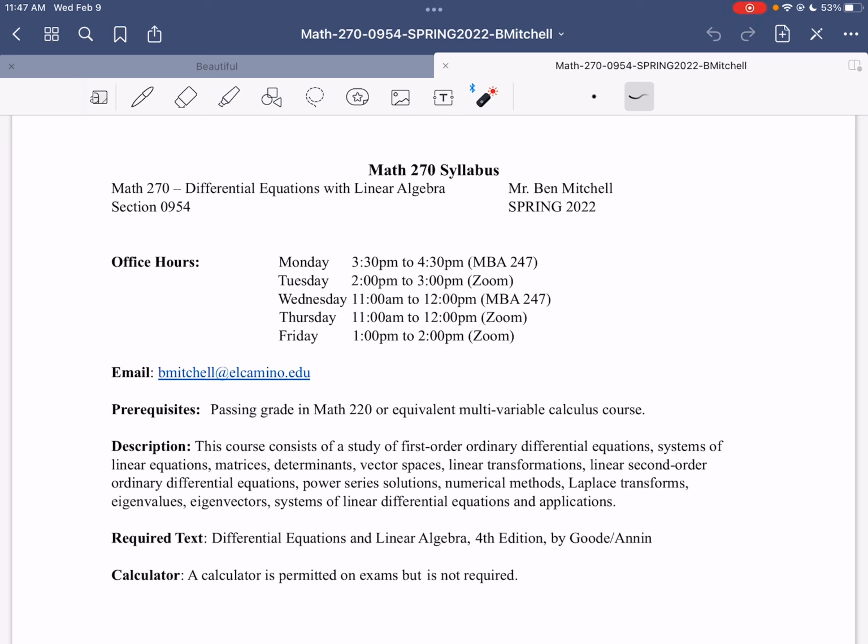That's pretty much the only thing you need for this class, other than online access. You don't need any sort of bundle with this textbook. You just need the textbook itself. As you can see here, a calculator is permitted on the exams, but it's not required. To be honest, there's very little arithmetic computation here, so you're really not going to find any instances that you need a calculator. But if you have one and you want to use it, you're welcome to do so.